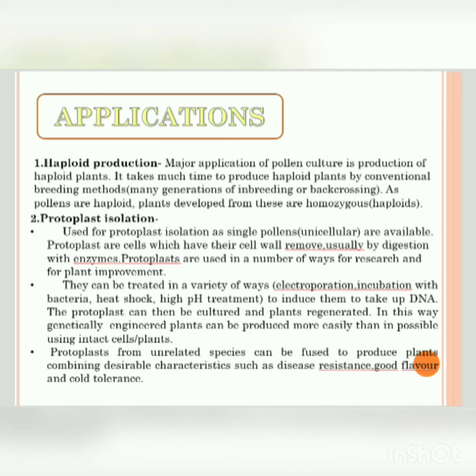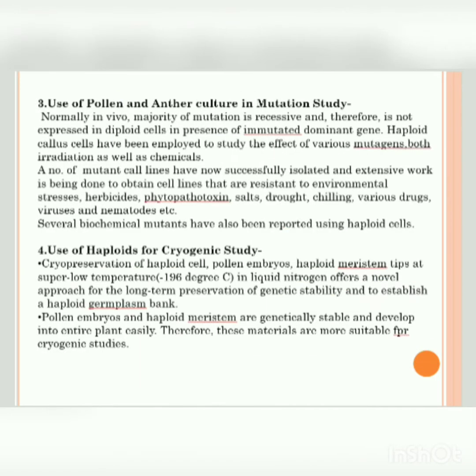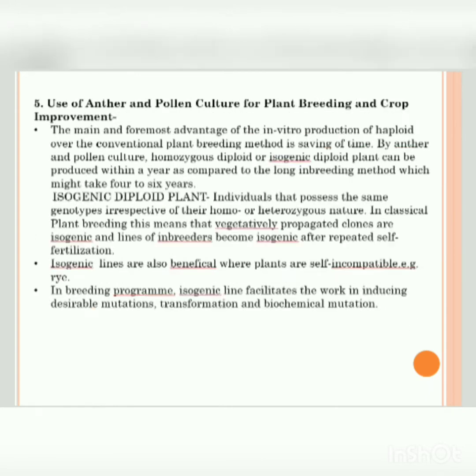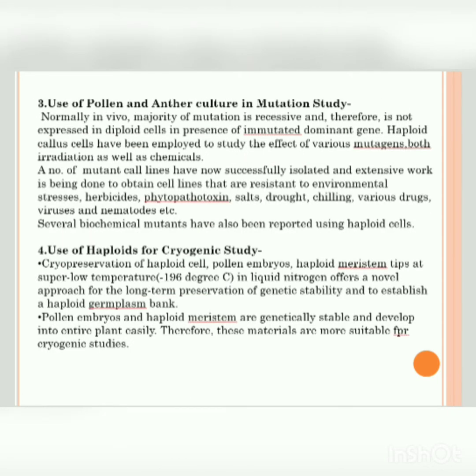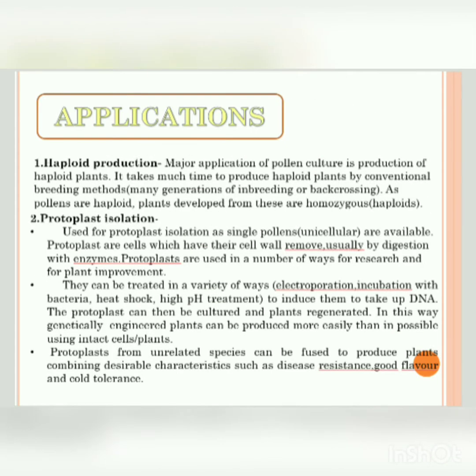The first is haploid production, then the protoplast isolation, then the uses of this culture in mutation study, then for cryogenic study, the use of anther and pollen culture for plant breeding and crop improvement, for the horticultural plants, and haploid culture and the molecular biology. So moving forward to our topic, the first one is the haploid production.